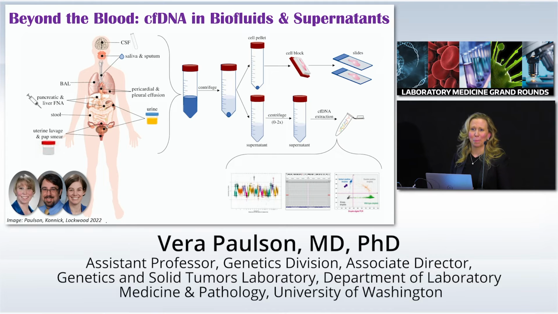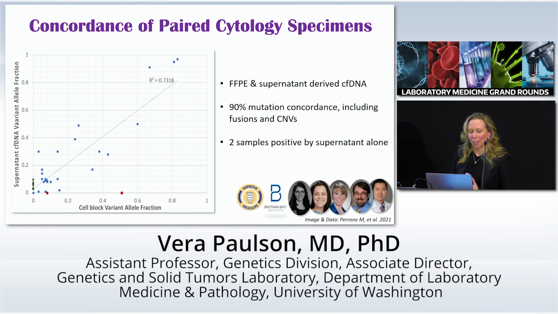So I've been talking about blood a lot. It turns out we can look in other compartments as well for cell-free DNA. This was pre-access to BioRender. I've been using a lot of the BioRender images, but basically we can take from these fluids, we can centrifuge, take that supernatant, and then run our assays. And work that I did with the people pictured here, we actually had 29 samples, paired cytology samples, of FFPE and supernatant left over from making the cell block.